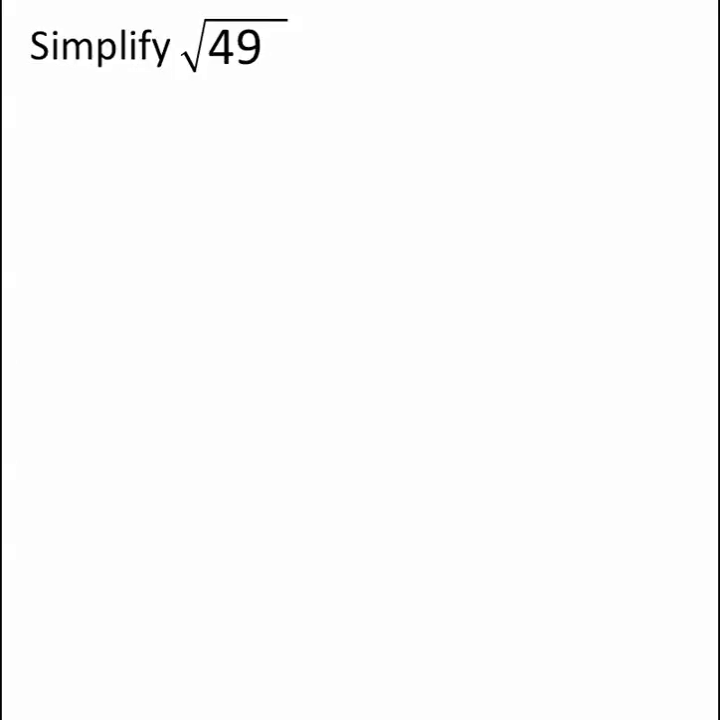To simplify the square root of 49, I would hope you would realize that 49 is a perfect square, 7 times 7, so the square root of 49 is 7. But if you didn't see that, we can still go through all the steps we do for any simplification of a radical problem, and we'll come up with the same answer. So let's go ahead and do that.